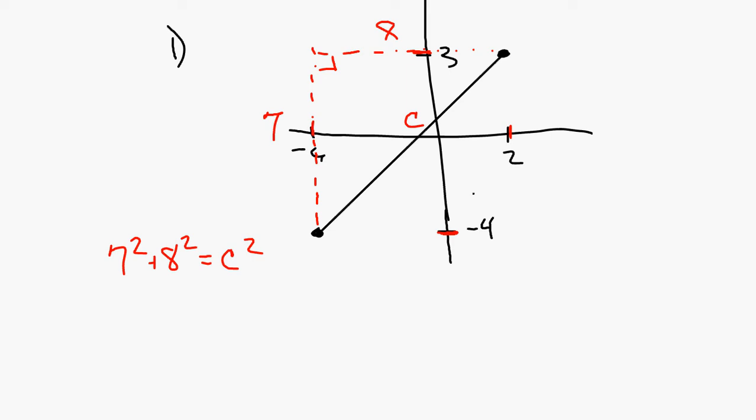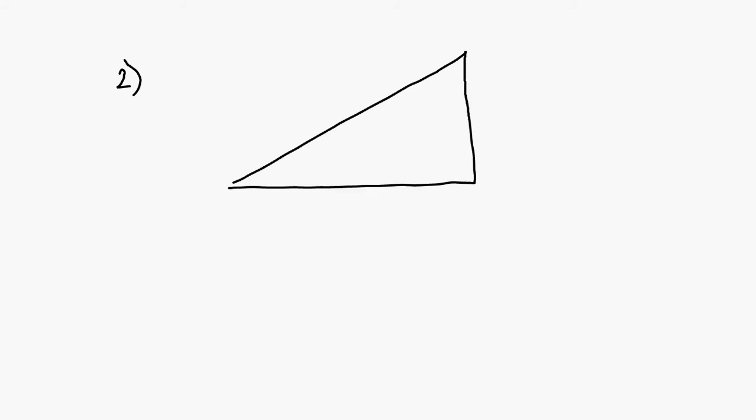Number 2, it's the conveyor belt problem. You have this conveyor belt that goes from the first floor to the second floor. So you draw a right triangle, and this would be your second floor. This would be your first floor. It makes a 60-degree angle with the ground. The second floor is 30 feet higher.